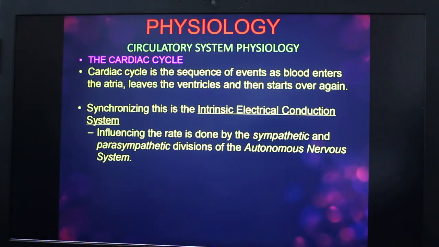Now we're going to look at the cardiac cycle. The cardiac cycle is the sequence of events as blood enters the atria, leaves the ventricles, and then starts over again. Synchronizing this is the intrinsic electrical conduction system. Influencing the rate is done by the sympathetic and parasympathetic divisions of the autonomic nervous system.